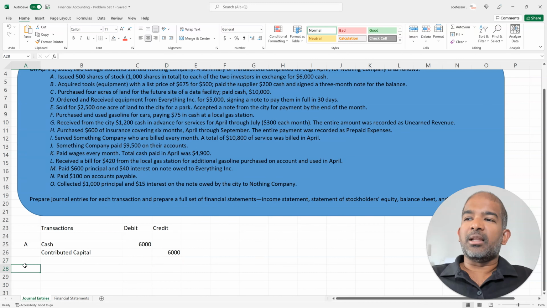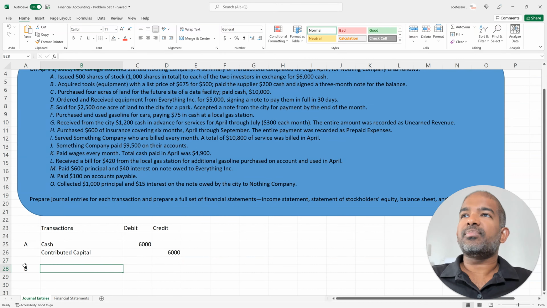Now for transaction B, the firm acquired tools or equipment with the list price of $675 for $500. Although the list price is $675, the firm ends up paying only $500. The firm pays the supplier $200 in cash and also signed a 3-month note for the balance. For the remaining $300, it also signs a 3-month note.